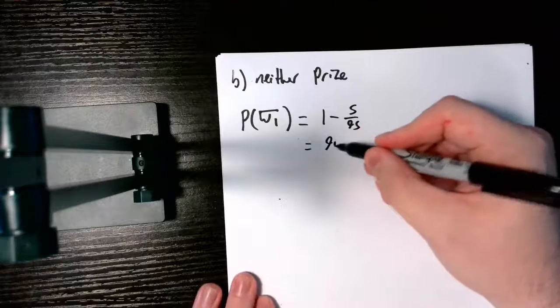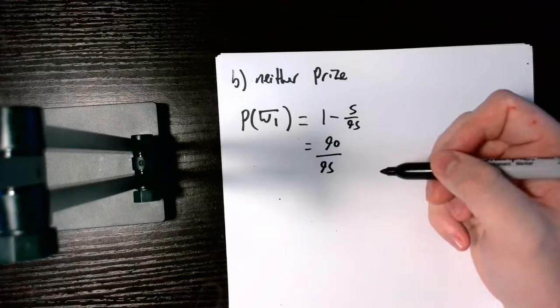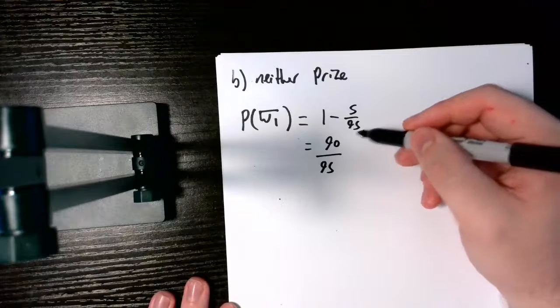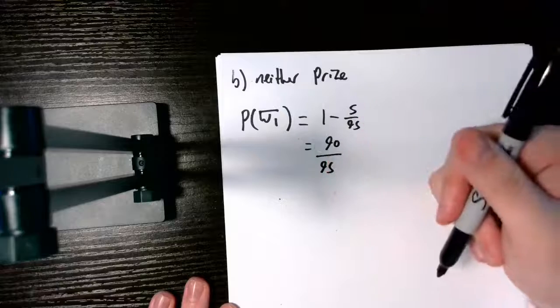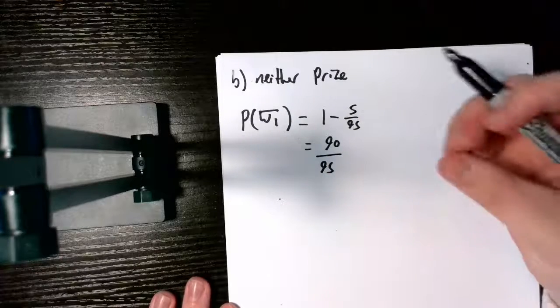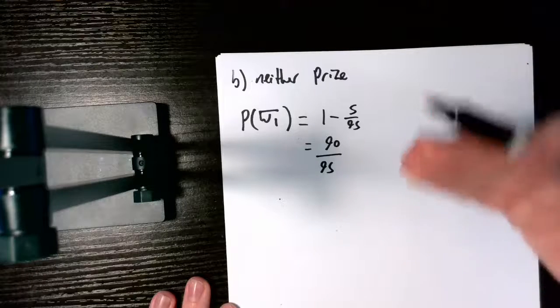So that leaves her with 90 chances of not winning on the first draw. Remember, she has 5 tickets out of a total possible 95, therefore 90 of those 95 tickets are not hers. Now let's think about the second stage of this problem. I encourage you, when you're doing non-independent problems, to think about each step separately.